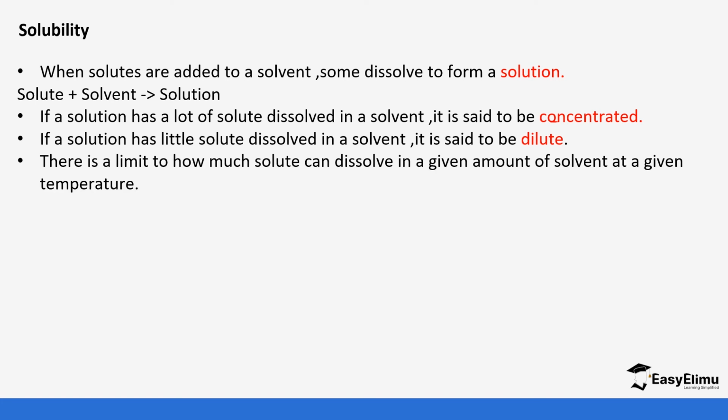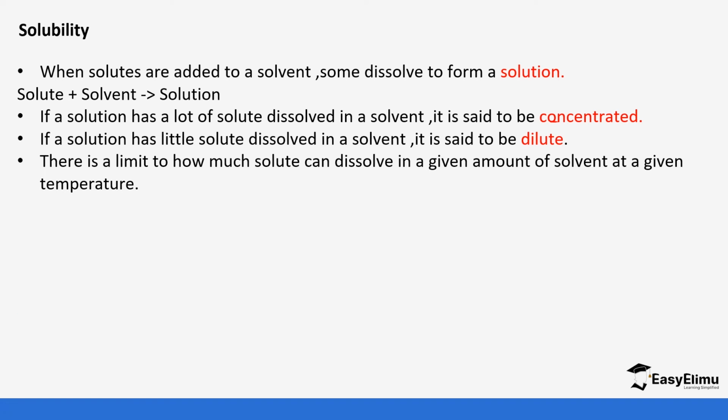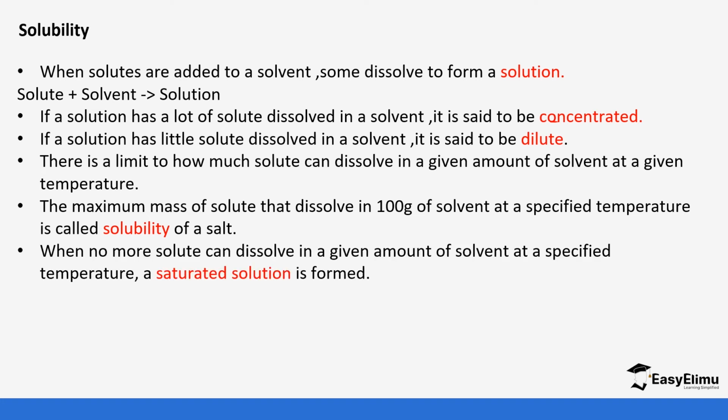So we know there is a limit to how much solute can be dissolved in a given amount of solvent at a given temperature. And usually we say the maximum mass of that solute that can dissolve in 100 grams of solvent at a specific temperature is what we refer to as solubility. So when no more solute can dissolve in a given amount of solvent at a specific temperature, then we say that the solution has reached a saturated solution.